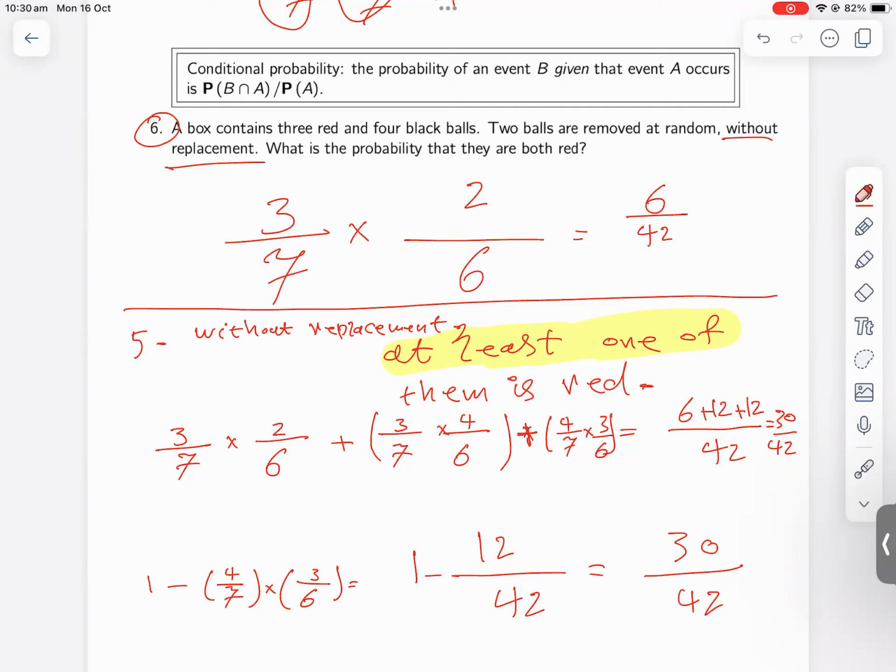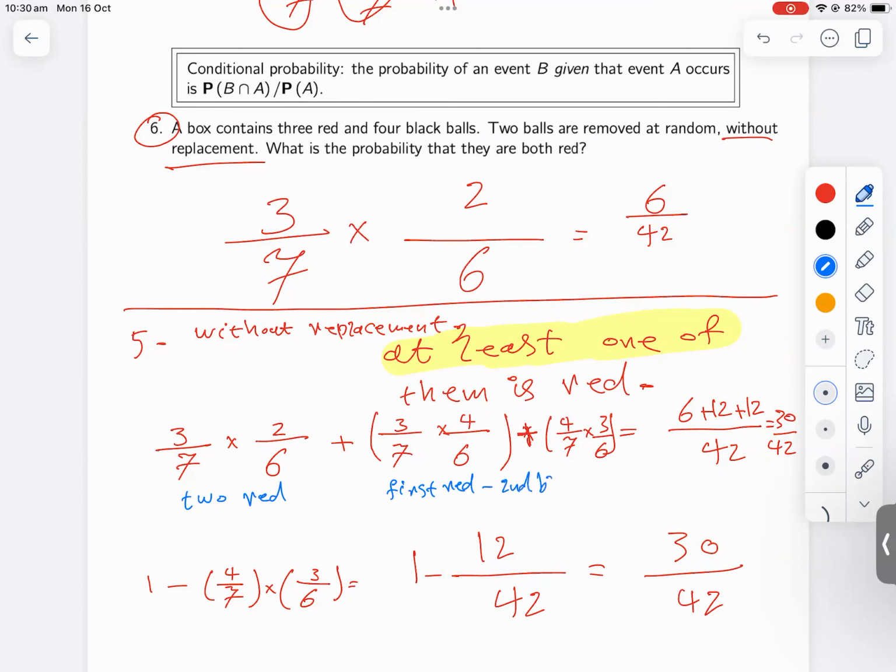So to clarify, I can see that two red, first red, second black, and this one is first black, second red. It means this one.